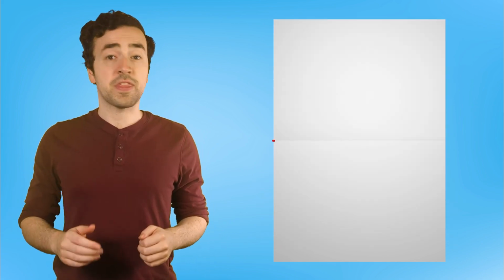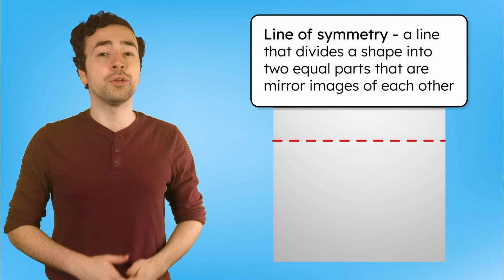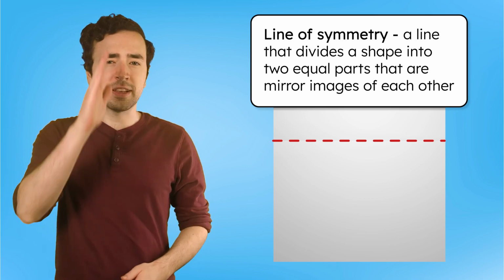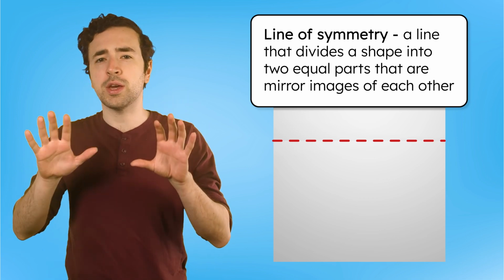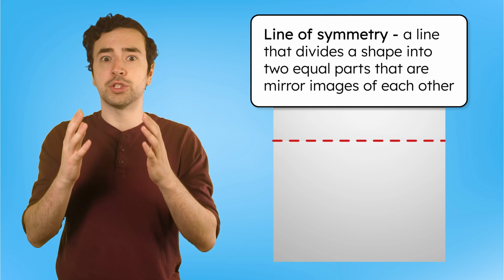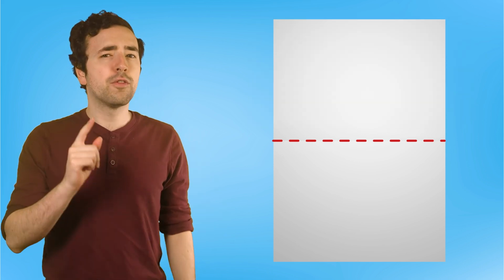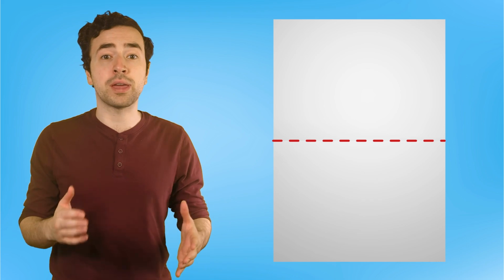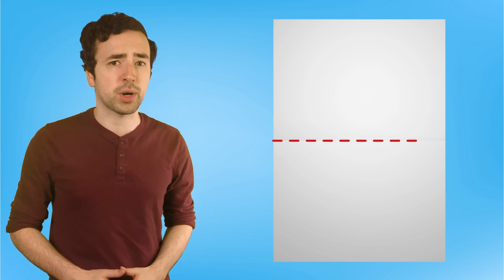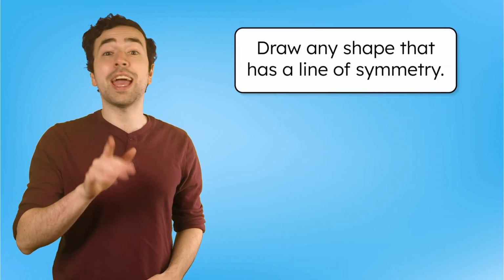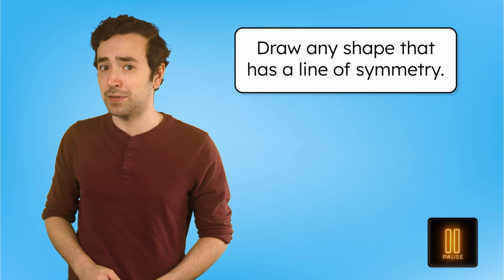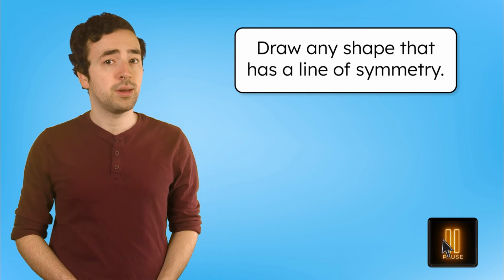Imagine folding a piece of paper in half and both sides line up perfectly. That fold line is called a line of symmetry. It divides a shape into two equal parts that are mirror images of each other. What shapes, when folded in half, form two equal mirror image parts, like this piece of paper? Pause the video here to draw any shape that has a line of symmetry in your guided notes.